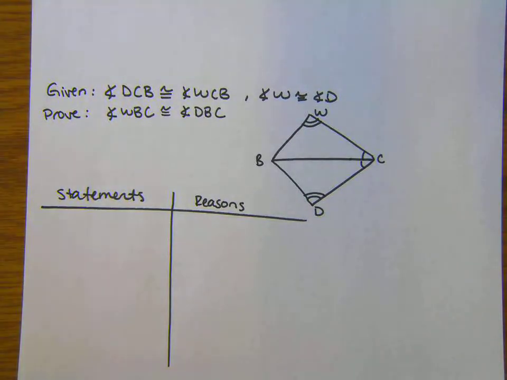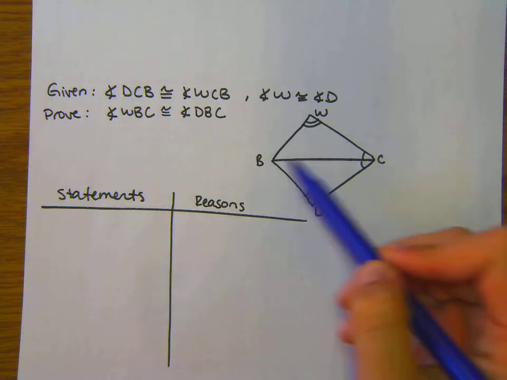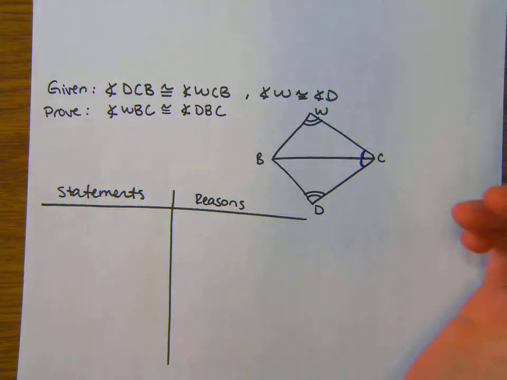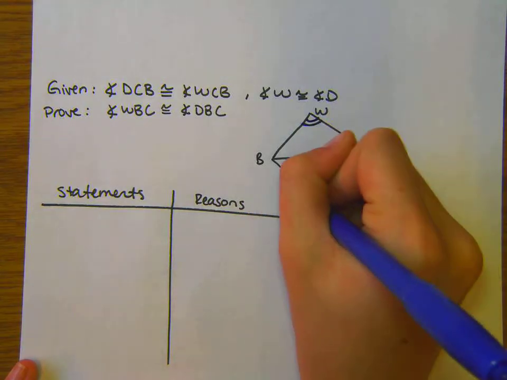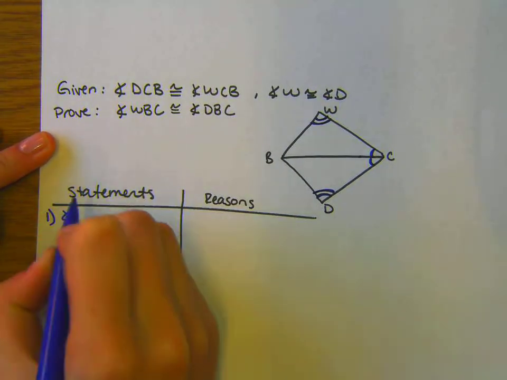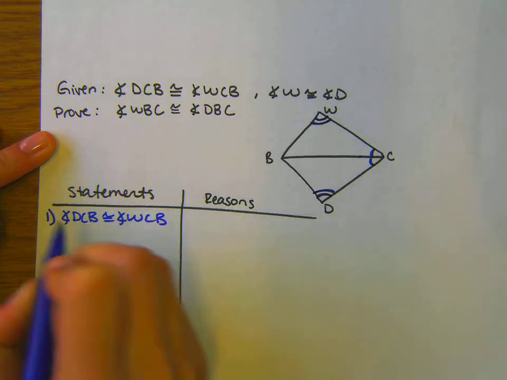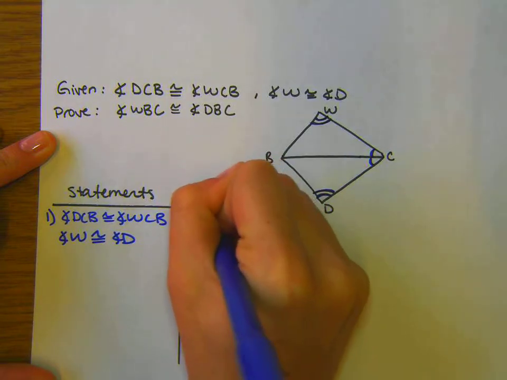So let's go through and actually fill out a proof. We're given some information. We're given that angle DCB is congruent to angle WCB, and that is already marked here in the diagram with these congruent markings in the angles. We're also given that angle W is congruent to angle D. So we know that these two are also congruent, and that's marked in the diagram as well. So in my statements, I'm going to write down my given that angle DCB is congruent to angle WCB, and that angle W is congruent to angle D. And my reason behind this is that it is what is given.